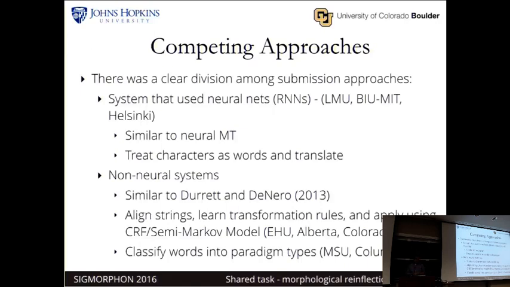The non-neural systems were often similar to previous approaches like DER and De Niro, and they tended to involve a string alignment phase, so between different inflected forms, learning transformation rules based on edit distance type stuff between the strings, and then learning when to apply those transformations in a CRF or semi-Markov model.